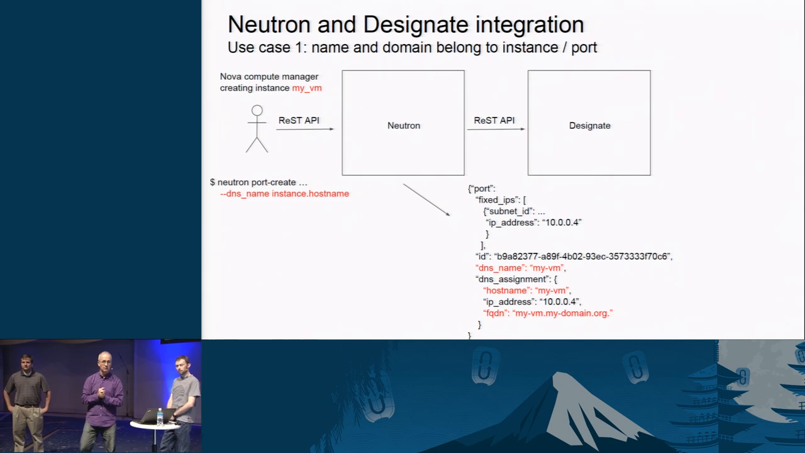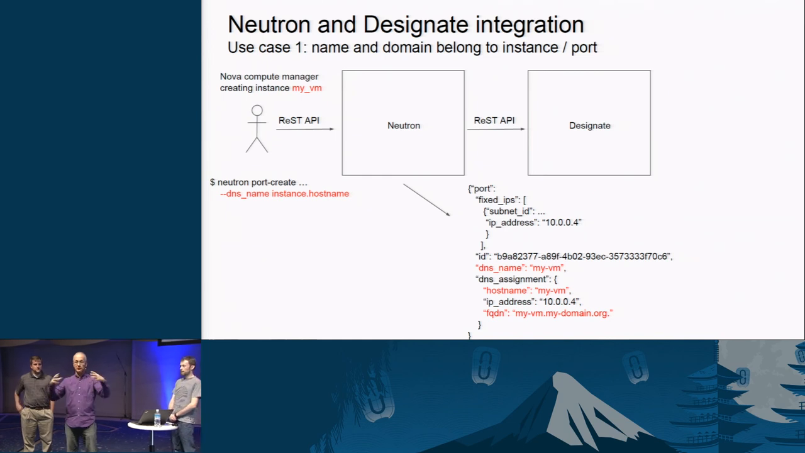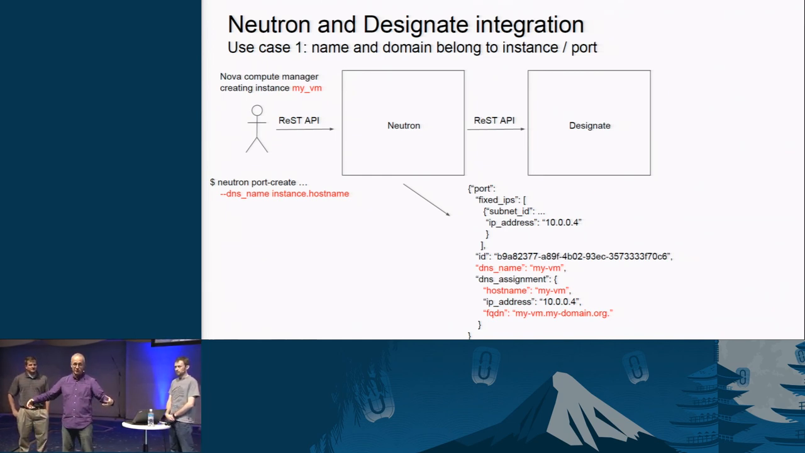So, if I understood correctly, the Neutron side of this is there in Liberty, but the Designate integration will be coming in Mitaka. Is that correct? Well, remember that there's two pieces for this. There's the internal DNS, Neutron DNS. That's already in place in Liberty. And the rest of the integration with Designate is coming in Mitaka 1, yes.